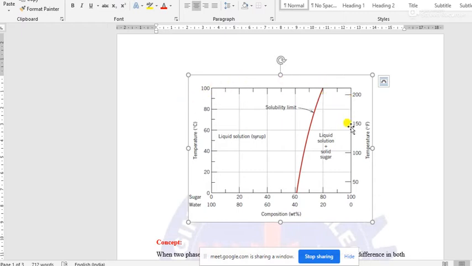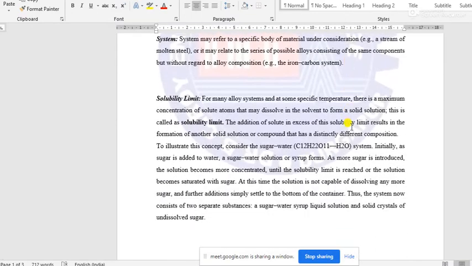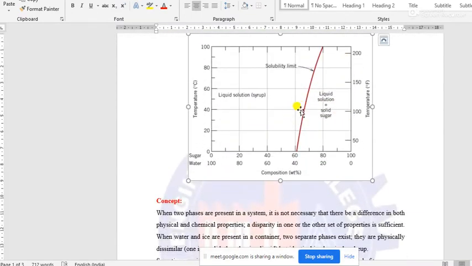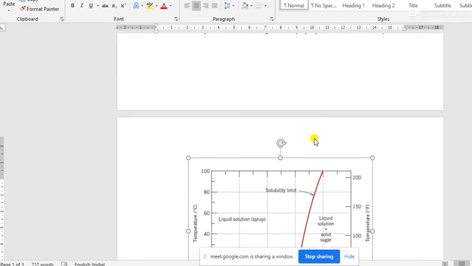Okay. This is the concept of solubility limit, and obviously at a certain temperature the solubility limit of two components or two compounds of a mixture is constant. In this case, in the sugar water system, you may take 70 degrees Celsius. At 70 degrees Celsius, the solubility limit of sugar is almost 70 or 72 percent maybe, by weight. This is the concept of solubility limit.